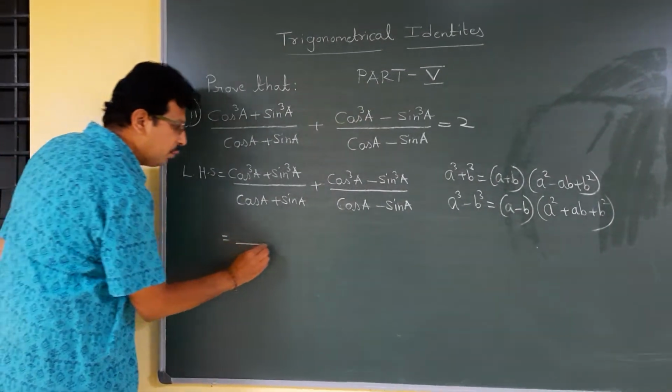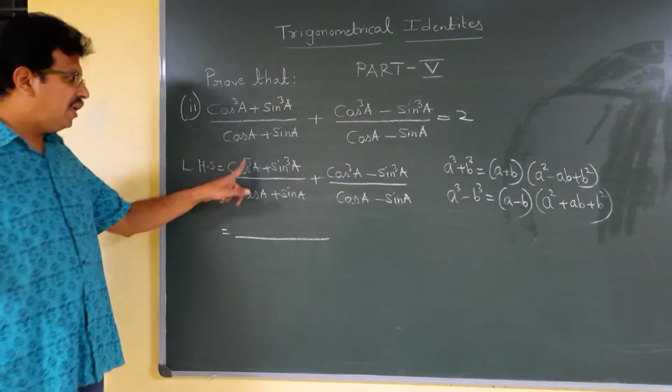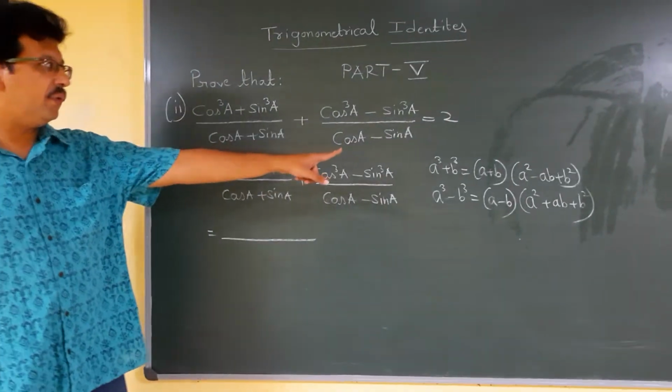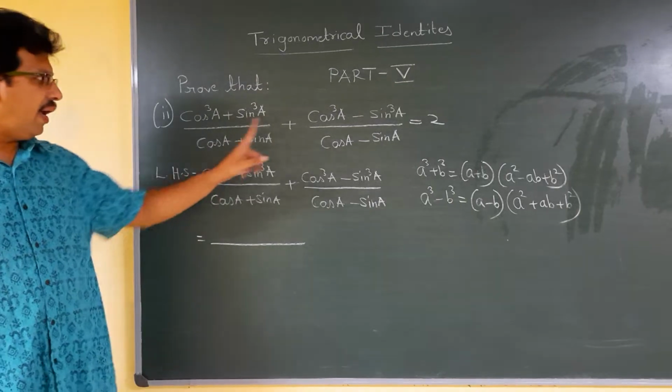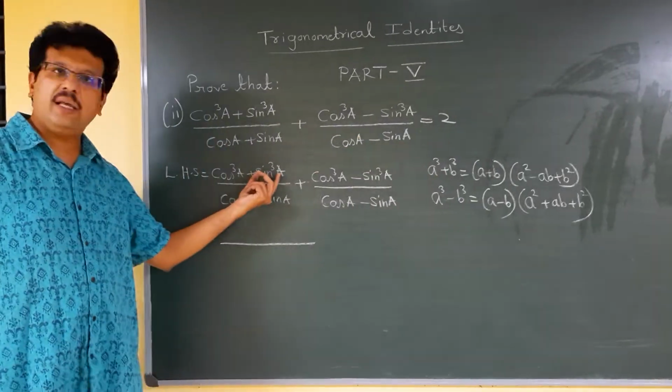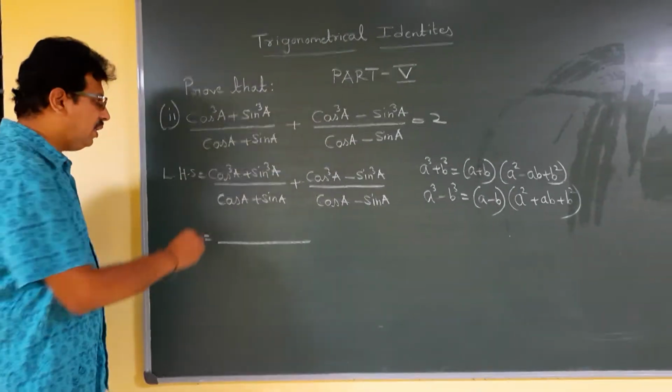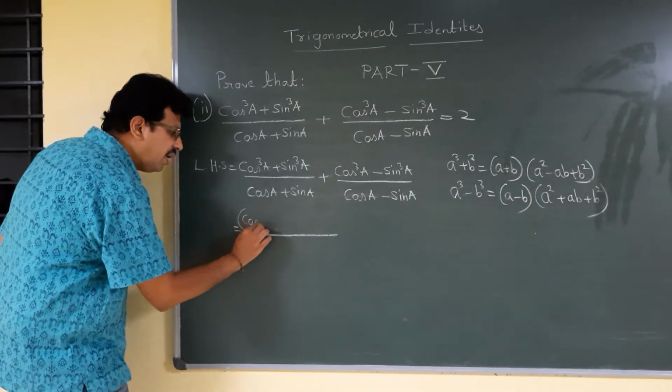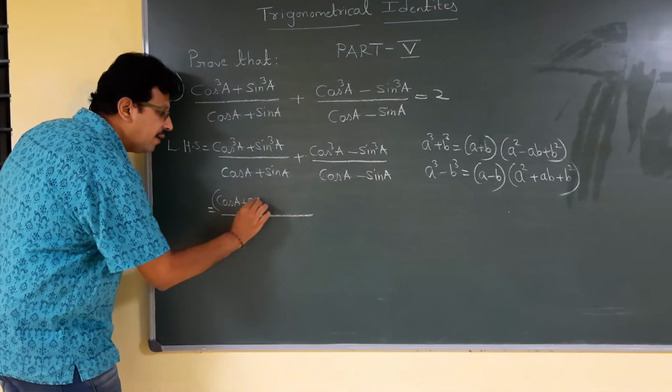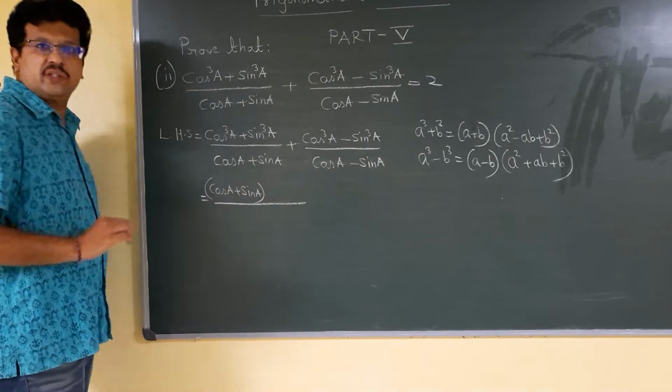So we have to use the formula, that is a cube plus b cube. You can just see, all of you. a means it is cos A and b means it is sin A. So a plus b means cos A plus sin A. That is very important to understand, children.